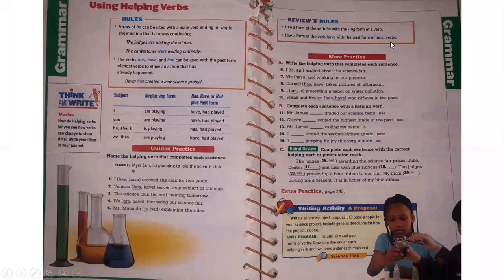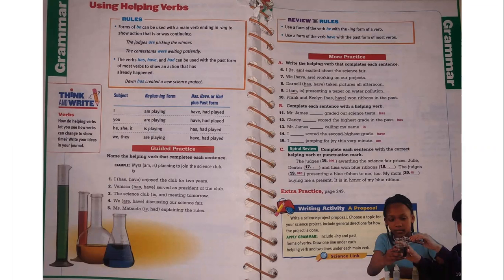Using helping verbs. The forms of be can be used with a main verb ending in ing to show an action that is or was continuing. Here's an example. The judges are picking the winner. Now, are here is a form of be, and picking is our main verb.